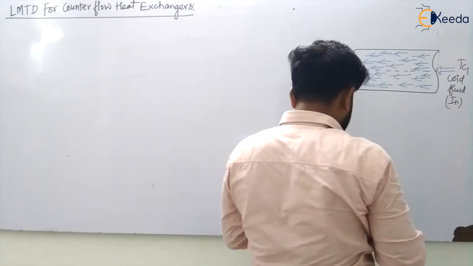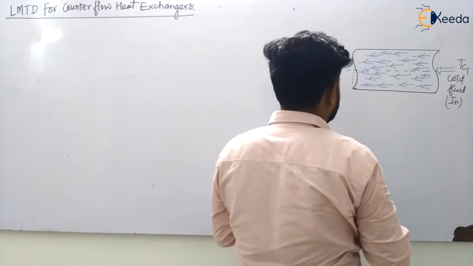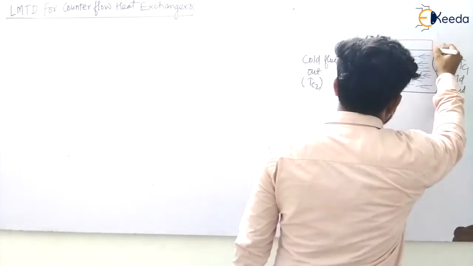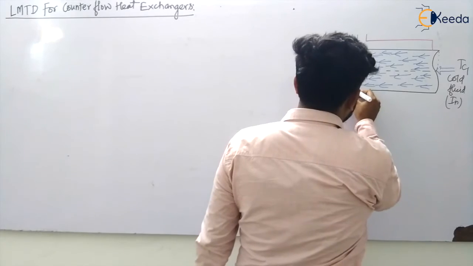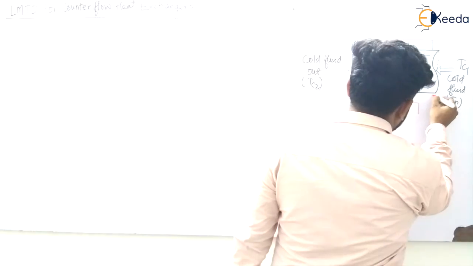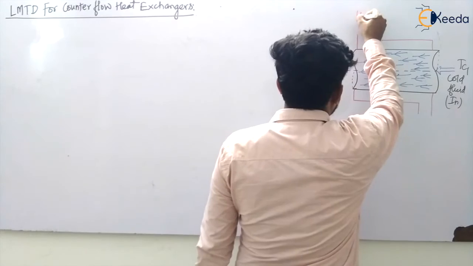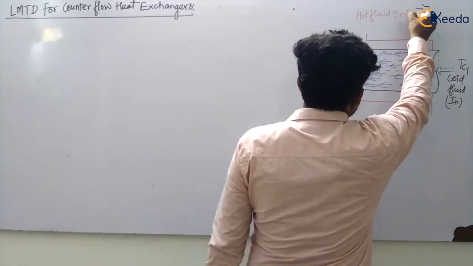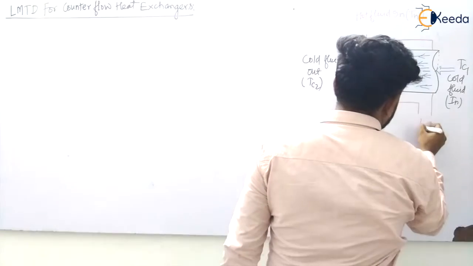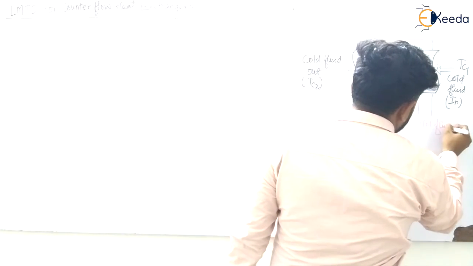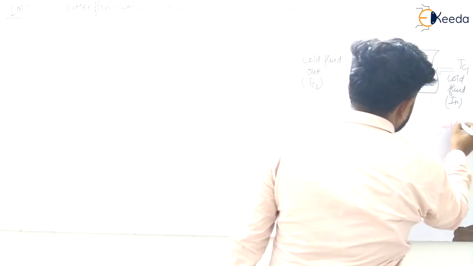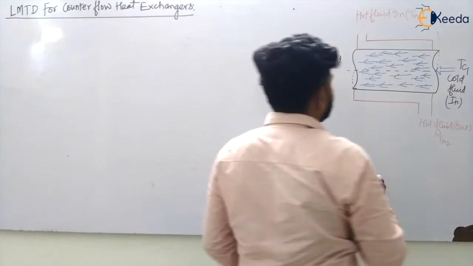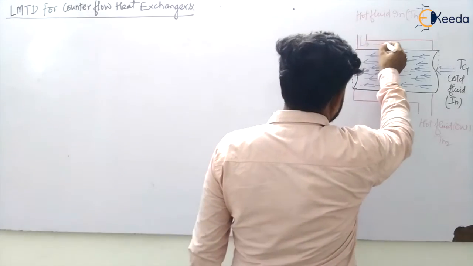The hot fluid is flowing in this direction, my dear students. So this will be your hot fluid. There will be hot fluid in, that will be TH1, my dear students. And there will be hot fluid out, this will be TH2. Now let us see, the hot fluid is flowing like this.